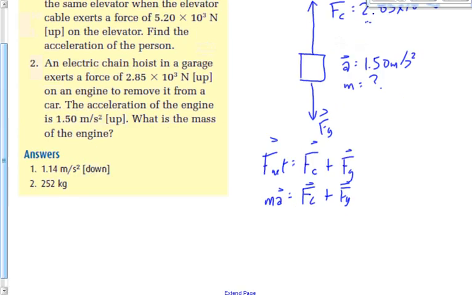Mass here was 2.85 times 10 to the 3. The acceleration here is 1.5. Oh, wait. It's not 2.85 times 10 to the 3, is it? We don't know the mass, do we? We don't know what the mass is. That's what we're trying to find. The acceleration is 1.5. The force of the chain is 2.85 times 10 to the 3. And the force of gravity is m times negative 9.81.